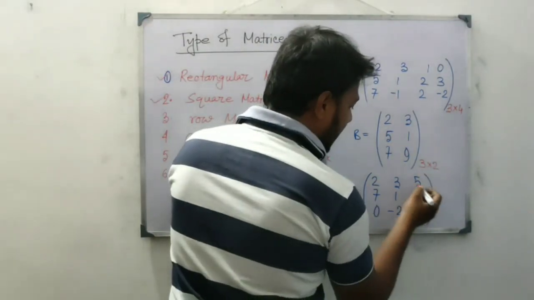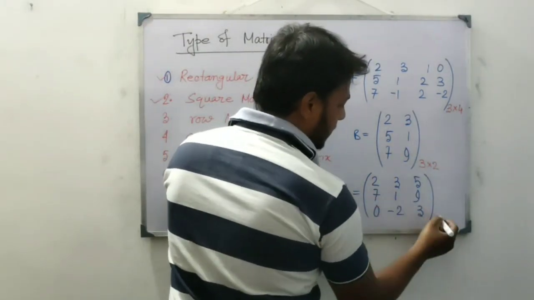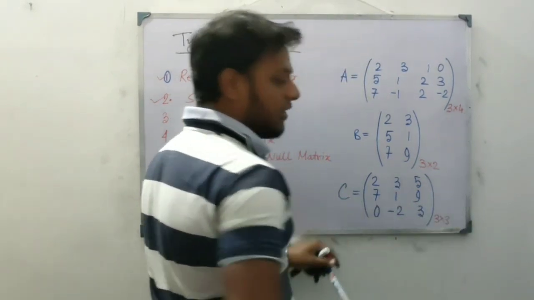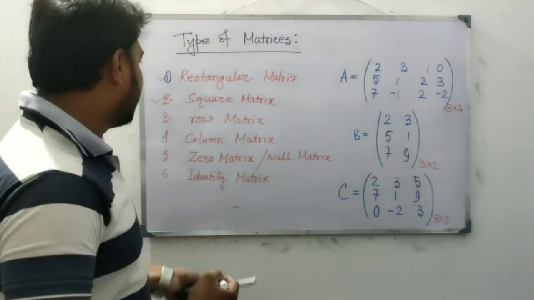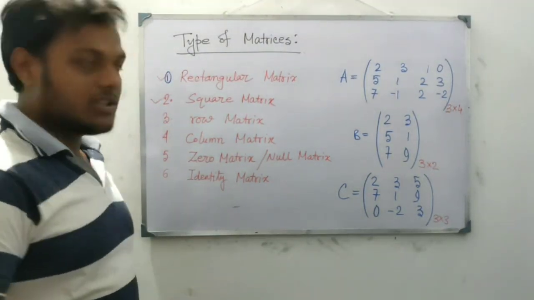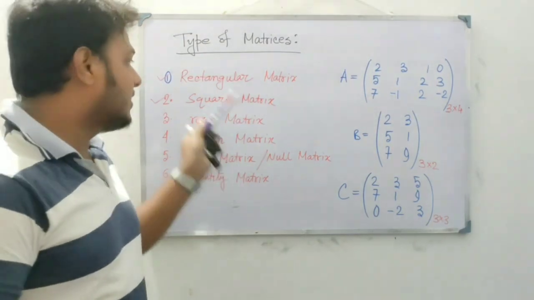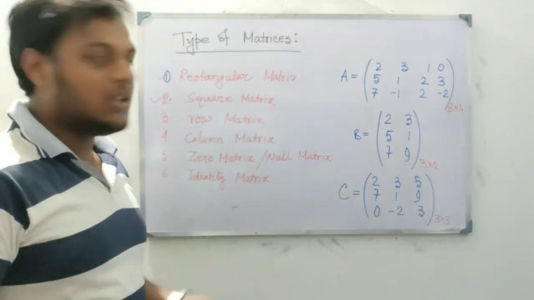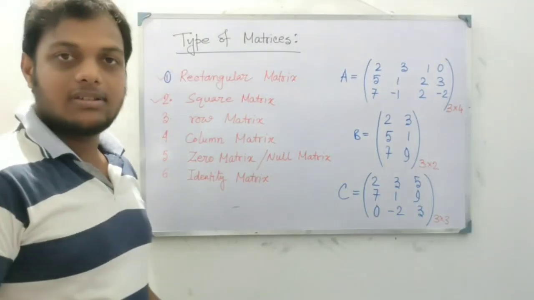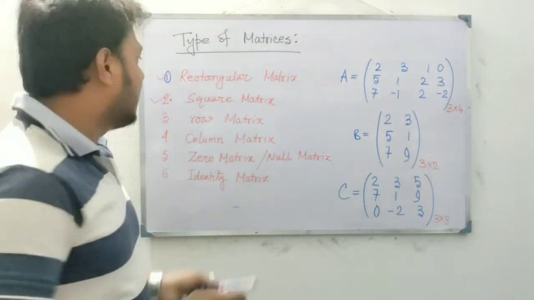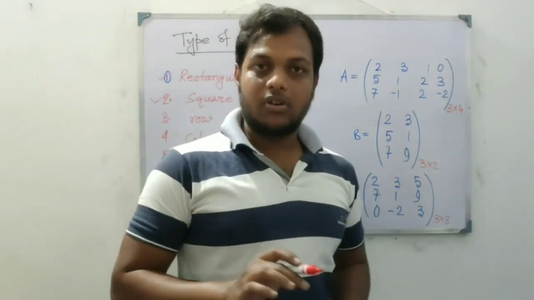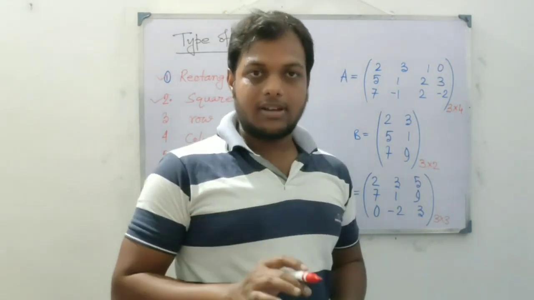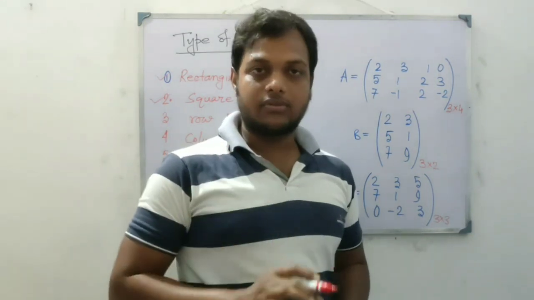So the order of the matrix here: number of rows 1, 2, 3. Number of columns 1, 2, 3. So this is the square matrix. I hope you got the idea of what a rectangular matrix is and what a square matrix is, and on the basis of order, how we can give the definition of each. In simple words, I am telling again: a rectangular matrix means the number of rows is not equal to the number of columns. In the case of a square matrix, the number of rows equals the number of columns.